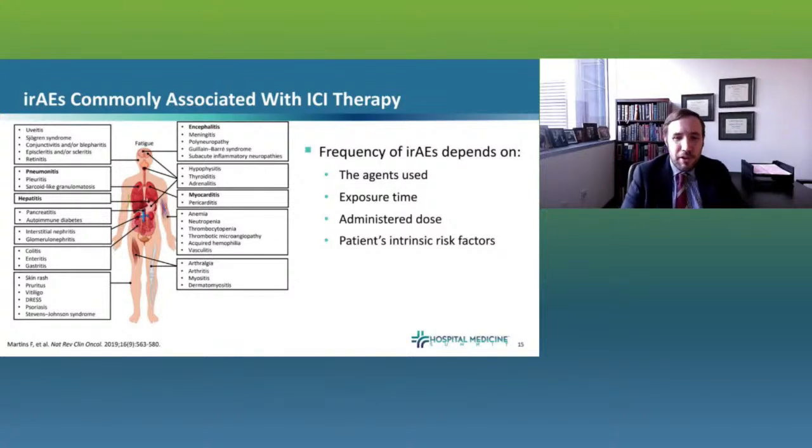All right, moving on. Oh, one other thing I wanted to mention, intrinsic risk factors. Another thing we've noticed, especially in the lymphoma world, patients that have a much higher disease burden, for example, if they've got very diffuse bulky adenopathy all over their body, some of those folks that have a higher disease burden are going to have a higher risk of developing these immune-related adverse events. So that's something else to keep in mind.